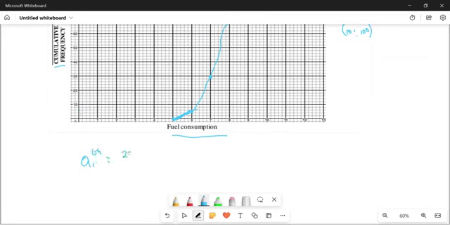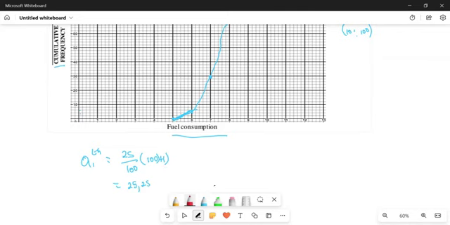25 all over 100. And then our n is 100. Okay? So I'm going to say multiply by 100. And then it gives us what? N plus 1. It gives us 25. Okay, use your ruler.